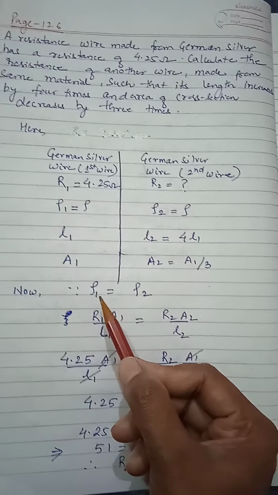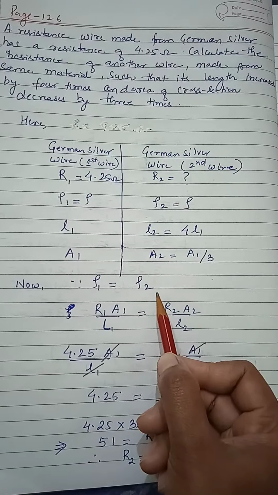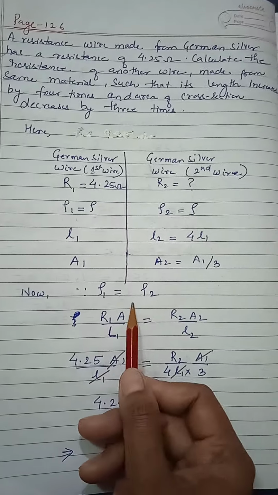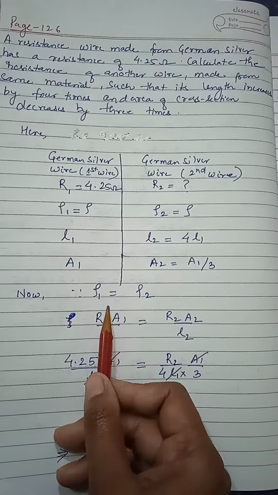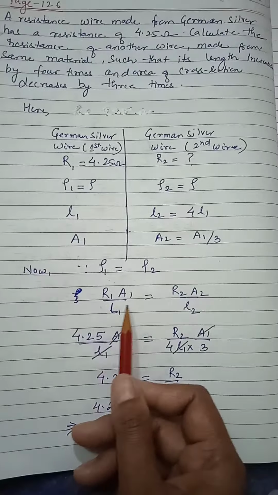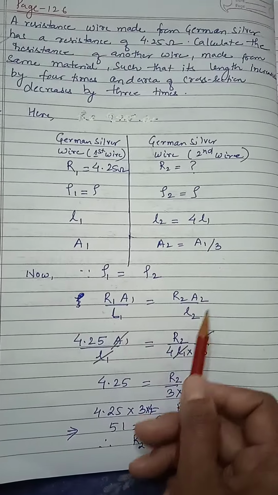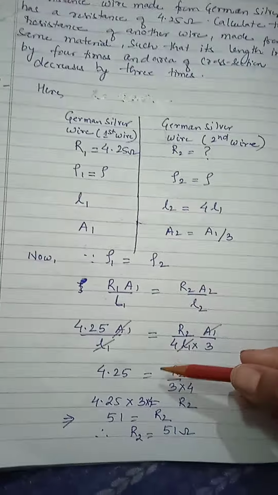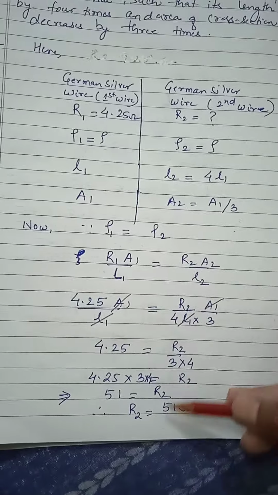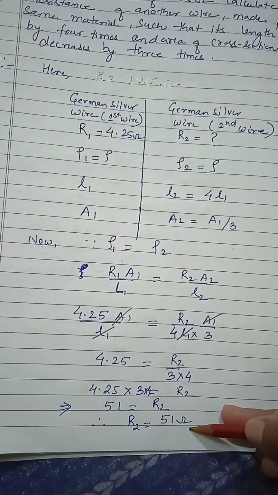Now again here rho 1 is equal to rho 2, since they are made up of German silver. Write down the formula for the specific resistance, that is RA by L. So R1 A1 by L1 equals R2 A2 by L2. Put the values, cancel the common terms, and after solving you will get R2 equal to 51 ohm.